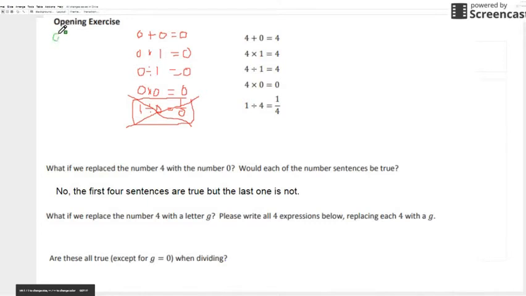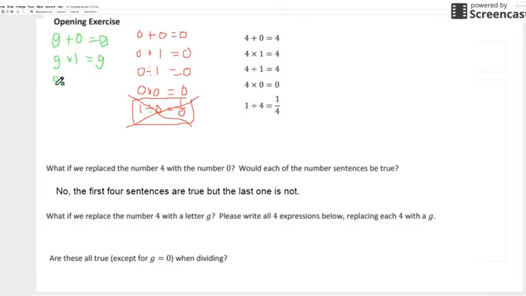Well, if we just simply wrote G plus 0, does that equal G? Well, yeah, anything plus 0 equals the anything. So it doesn't matter what number we put in here for G, it's true. Well, if we went G times 1, does that equal G? And the answer is yeah. Anything times 1 gives you the anything, or G times 1 gives you G.